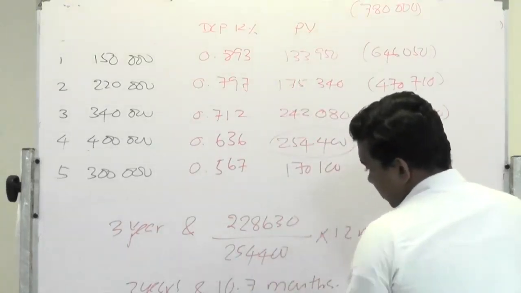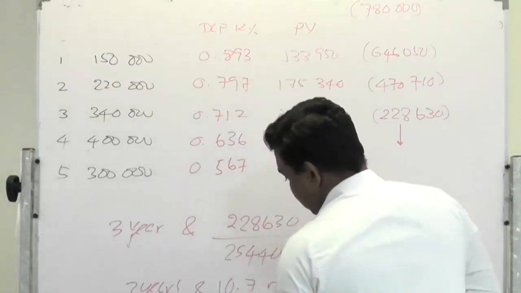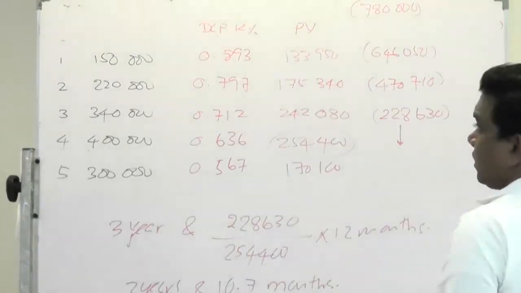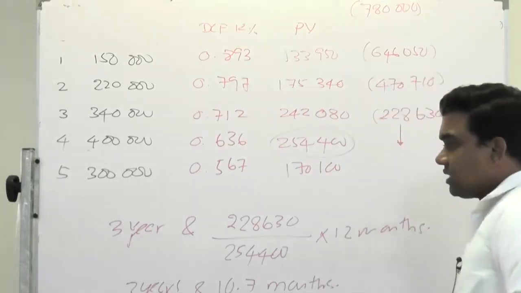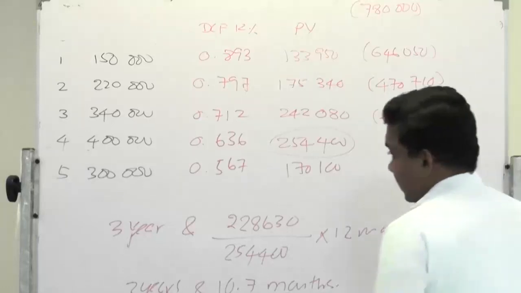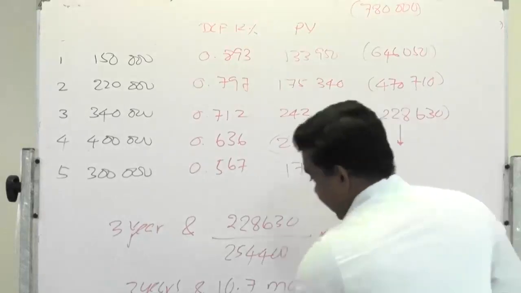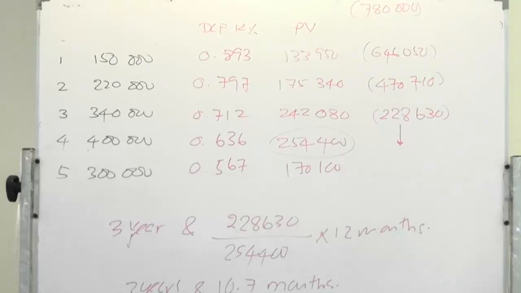It can be rounded because we have to provide in months. 3 years and 11 months. You can see your answer. For question number 36, the answer is B. 3 years and 11 months is the answer, right? 3 and 11 months is the answer for question 36. The discounted payback period is 3 years and 11 months approximately. This is the answer for question 36.